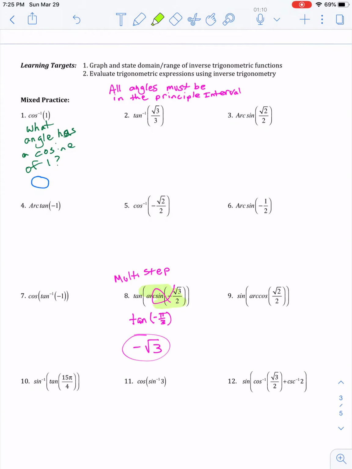That's this part. I evaluated. I get this answer within the principal interval, and now I look outside of that. It's saying, hey, take the tangent of this angle. So what's the tangent of negative pi over 3? Negative root 3. So 7 through 10, you can think of it as multi-step. Evaluate the inside, and then work outside. And then problems 1 through 6, this is just evaluating. Here's a ratio. Tell me what angle has the corresponding trig ratio.